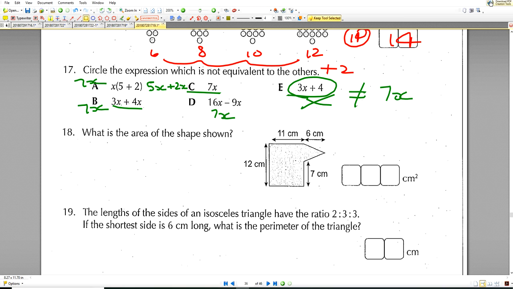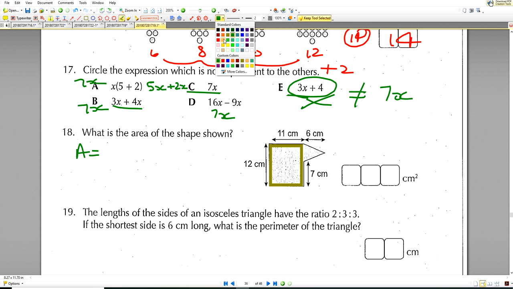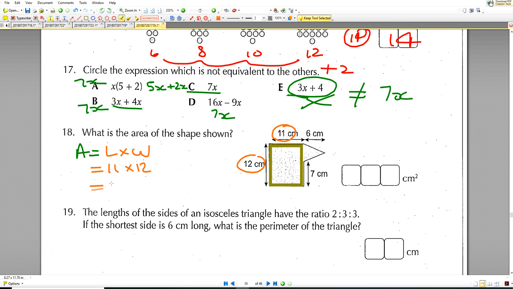Okay, let me get hold of that. Here we go. So here's our first shape. Our first shape is a rectangle. So the area of the rectangle, I need to change the color. Area equals length times by width. The length is 11 and the width is 12. So the area for the first part is 132.